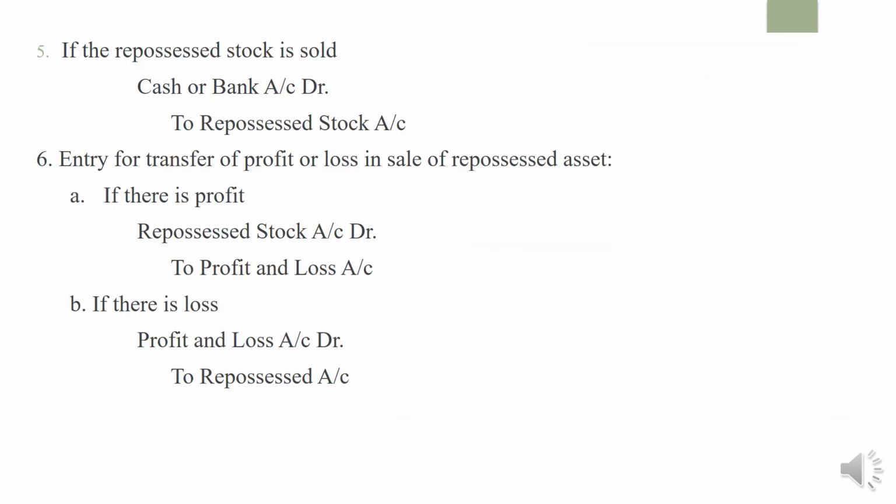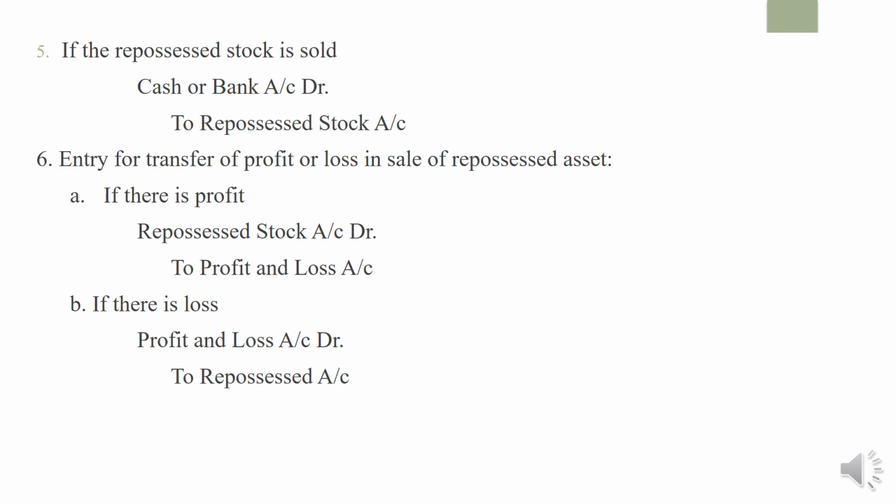If the repossessed stock is sold by the hire seller, then in that case the journal entry is cash or bank account debtor to repossessed stock account. Now the last journal entry in this case, entry for transfer of profit or loss in sale of repossessed asset. So repossessed asset can be sold at profit or loss. So depending upon that we have to pass the last journal entry.